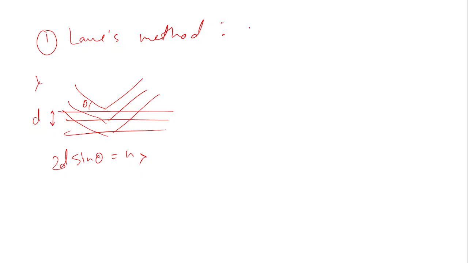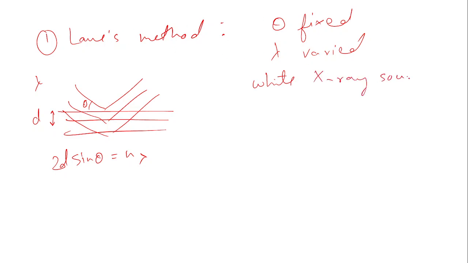So in the Laue method, the technique is to fix this theta and vary lambda. Varying lambda means we are using different lambda. So we use a white X-ray source to do the Laue method. And another technique is the rotating crystal method.